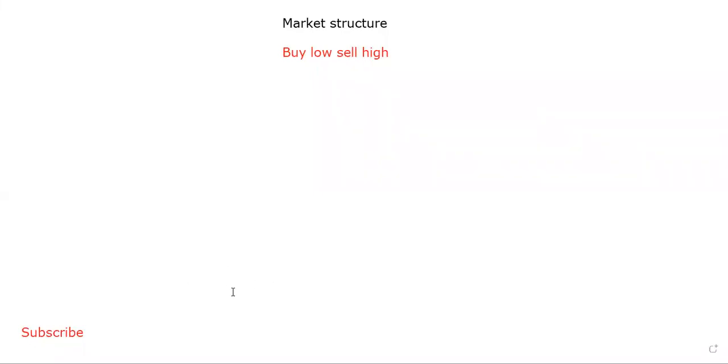Let me draw for you. So this is a market that you have. You have a market that is giving you higher lows and higher highs, higher lows, higher highs, something like that. Forgive my drawing. Yes, that's my higher high right here. Higher low, higher high. So this is something that you have.